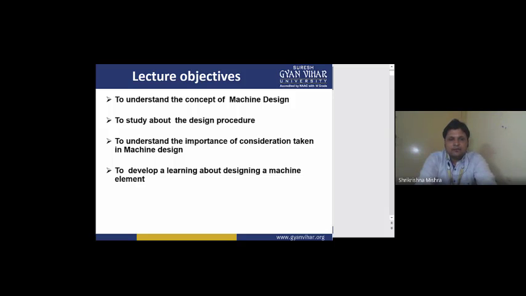Then there are different types of considerations, as I have told you, like aesthetic considerations, ergonomic considerations, and then manufacturing considerations. Many considerations are taken while designing a particular machine, while designing a particular machine component. So you will have to develop an understanding of the importance of these considerations. And the last objective is to develop a learning about designing a machine element, to develop a view about designing a machine element. I hope you are getting the overview of the objective of the whole subject as well as today's lecture. So let's move into the lecture.